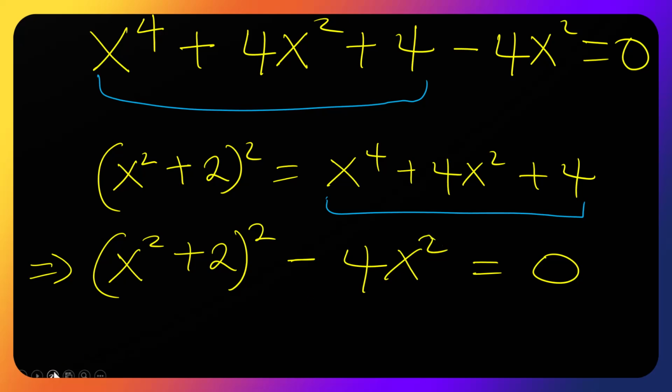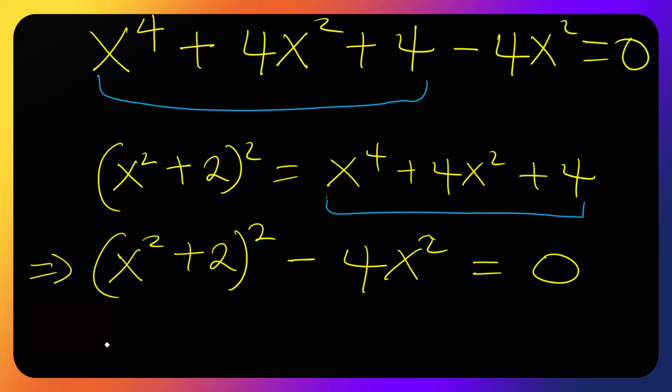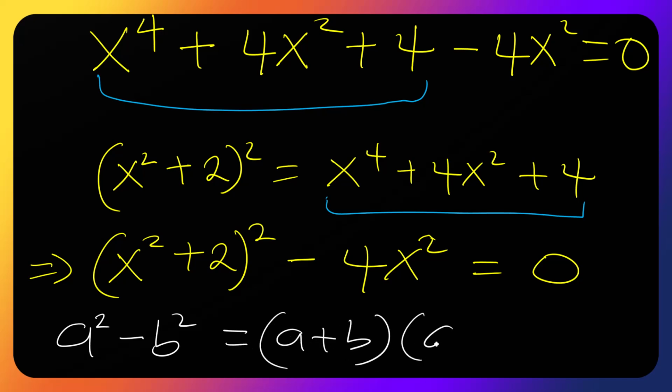Okay, so we are almost done with the question. Now when we have a to the power 2 minus b to the power 2, the same as a plus b, a minus b, so that is difference of two squares. Now we have to adjust this one to behave like this. So this one is a, and then the 4x squared is also b, but we need to adjust this one.